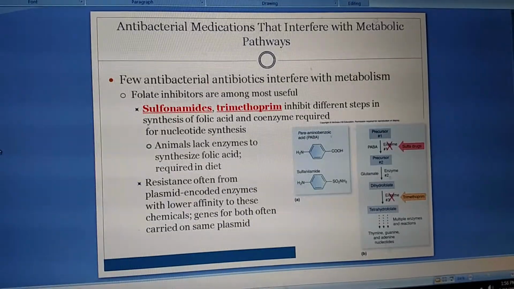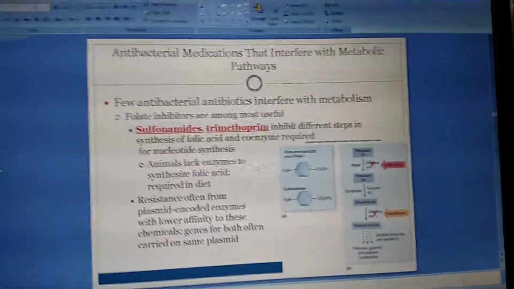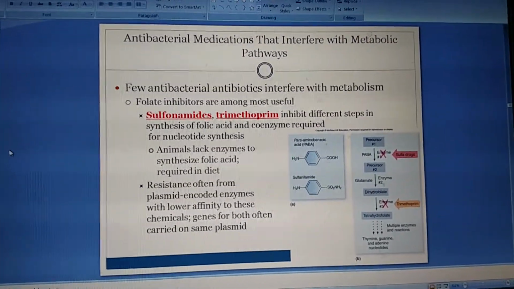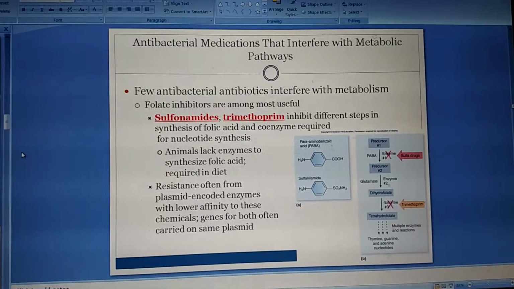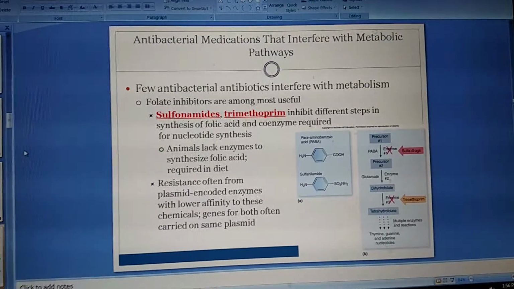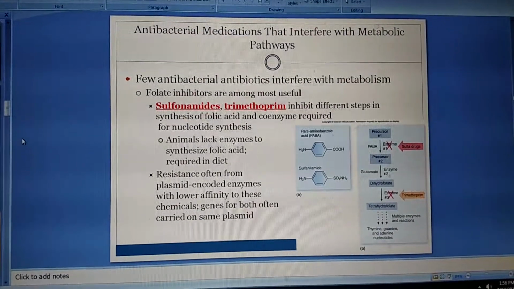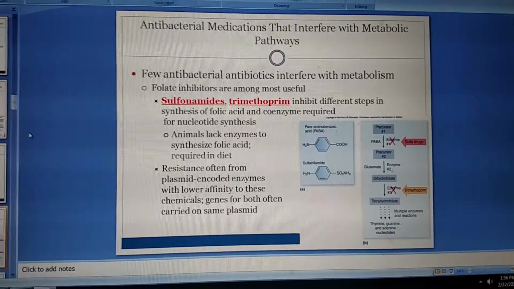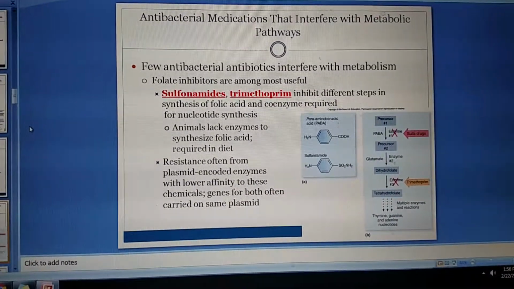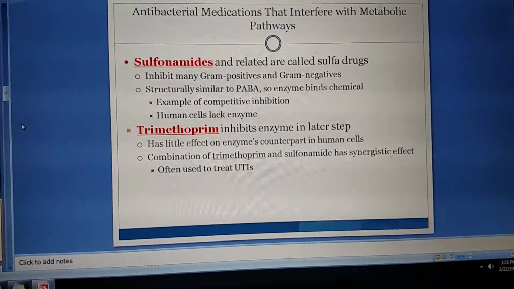You can target metabolic pathways. Targeting metabolic pathways is typically a pretty good choice because you target metabolic pathways humans don't have. So if you look at the sulfa drugs and trimethoprim, they actually inhibit different steps in the synthesis of folic acid. Well, here's the thing. We don't make folic acid. We have to get folic acid in our diet. Unfortunately, you can get resistance due to enzymes coded for by plasmids.